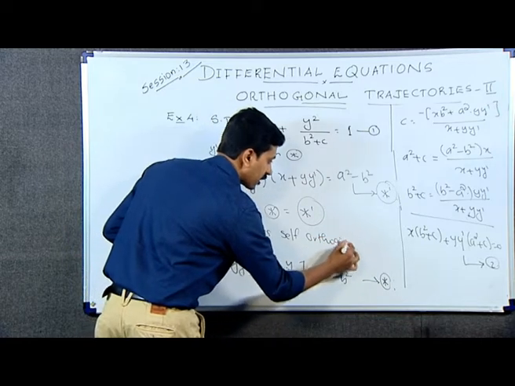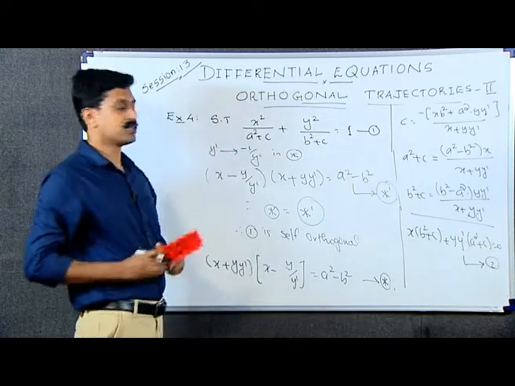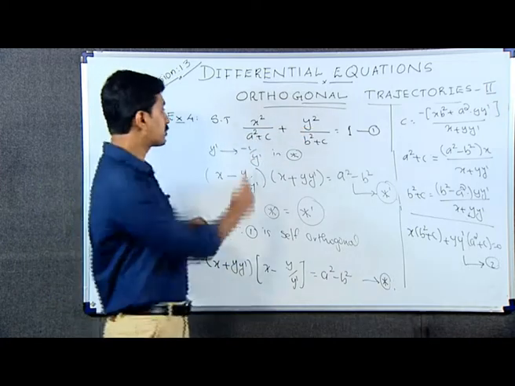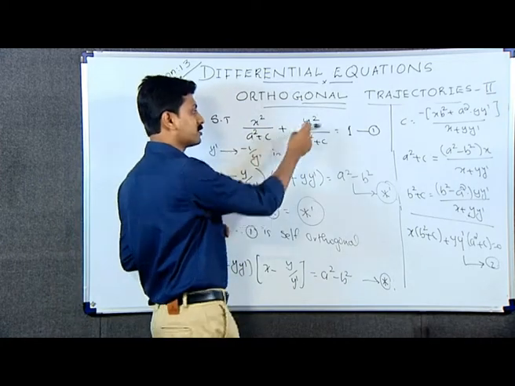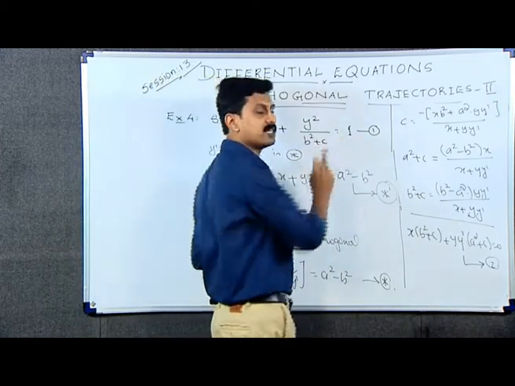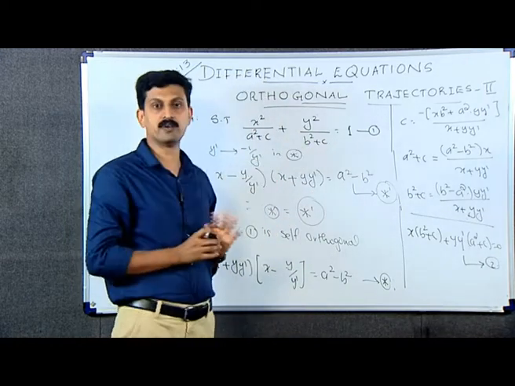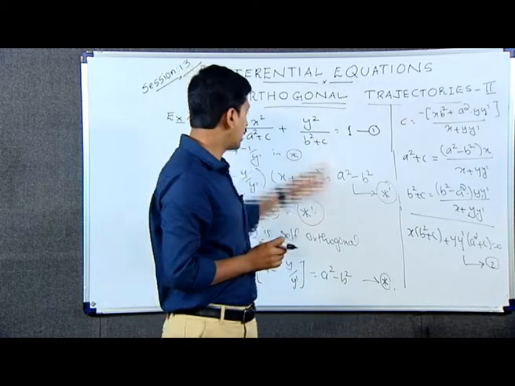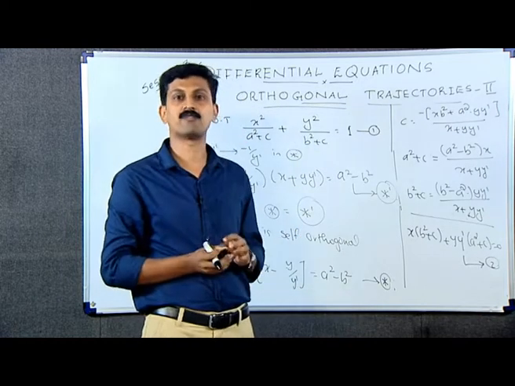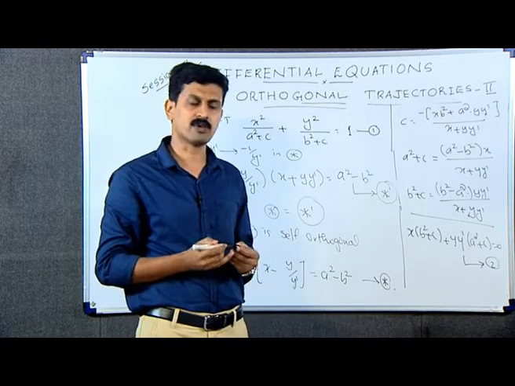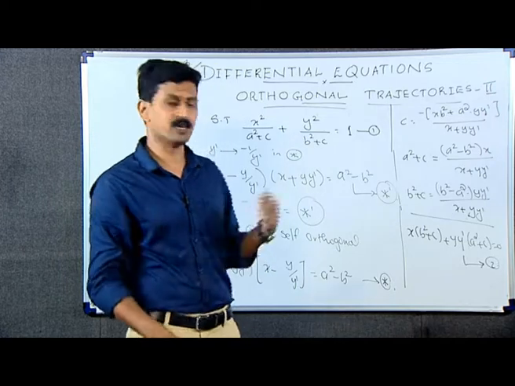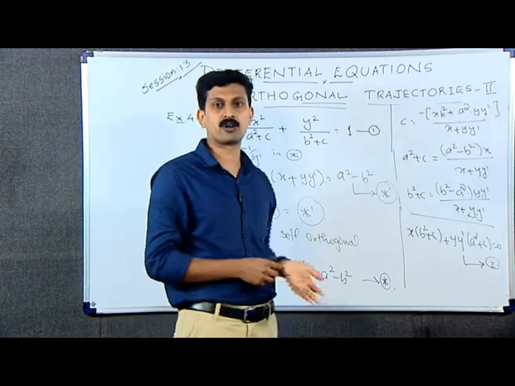Self orthogonal. That means the collection of all ellipses of the form x square by a square plus c, y square by b square plus c is equal to 1, where a, b are constants and c is a variable, is the self orthogonal family. So, we can find many very interesting problems on orthogonal trajectories.